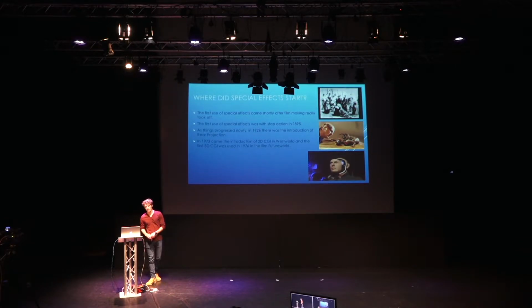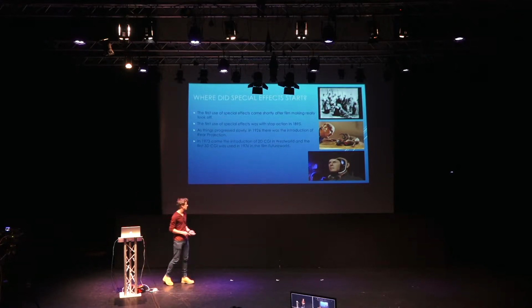And then in 1973 came the introduction of CGI, computer generated image. So in the bottom corner there, the film Westworld. That was the first use of CGI, but that was 2D. Later on, 3 years later, came the use of 3D CGI, which was in the film Futureworld.